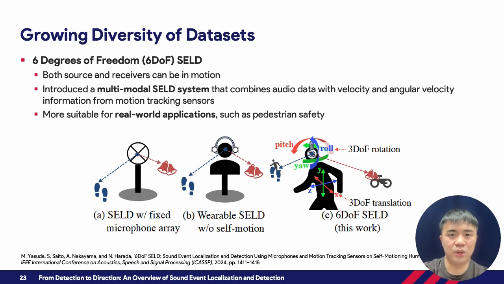Taking this a step further, we have the 6 degrees of freedom, or 6DOF SELD. So this addresses the most complex dynamic scenarios where both the sound sources and the listener can be in motion simultaneously. So the 6DOF SELD dataset combines multi-channel audio with synchronized data from motion tracking sensors, providing ground truth velocity and angular velocity. Now this is absolutely crucial for real-world applications like robotics or augmented reality, where the user is continuously moving.